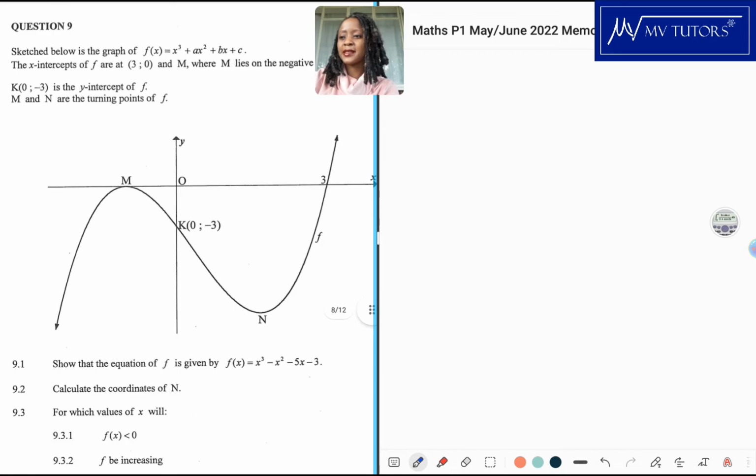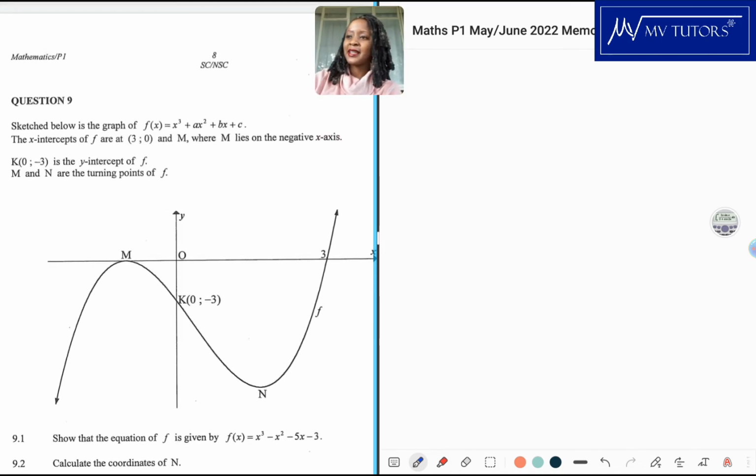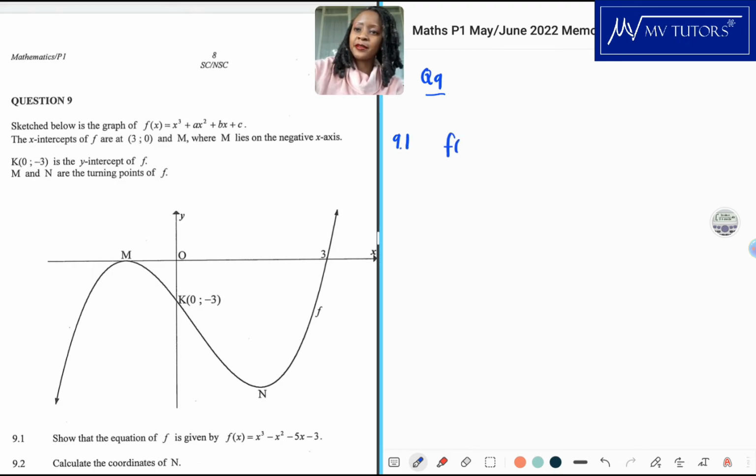Now 9.1 says, show that the equation of f is given by x cubed minus x squared minus 5x minus 3. Okay, so let's see what we have. This is question 9. Okay, this is 9.1. So we have an equation there, f of x, which is equal to x cubed plus ax squared plus bx plus c.